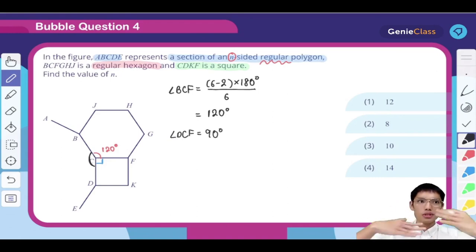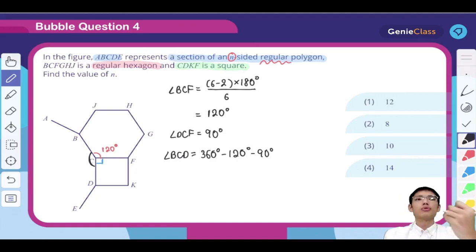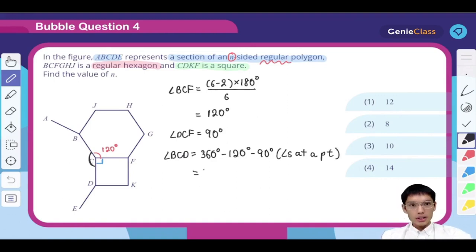So they have a thought process. Very important. After that, I can find BCD. Remember, properties are very important. So how do I solve this? 360 degrees minus 120 minus 90. What is the reason? Write it down. So it's going to be angles at a point. This equals 150 degrees.